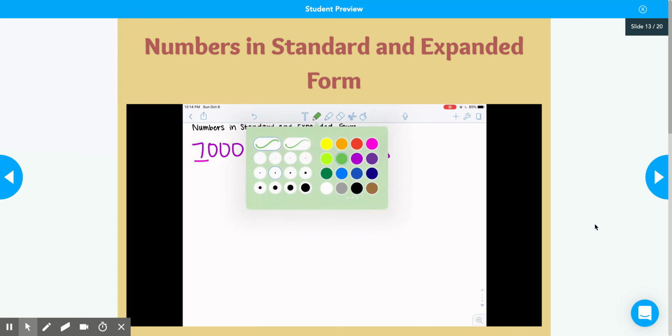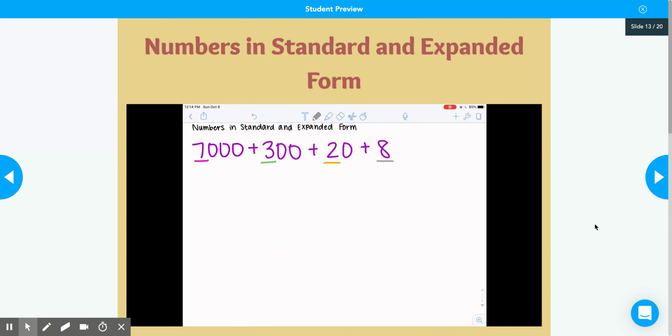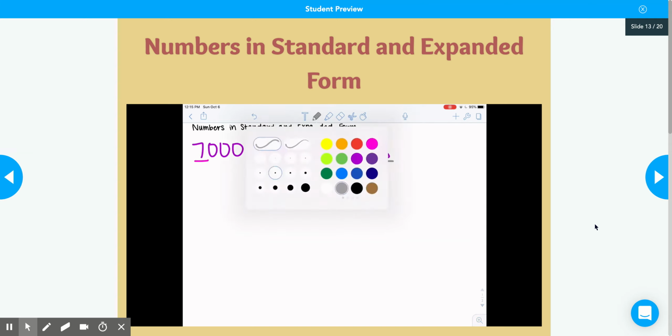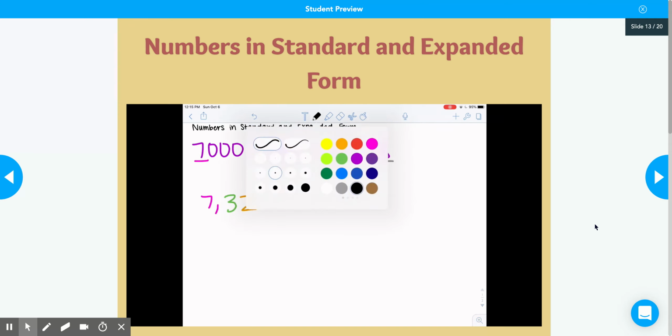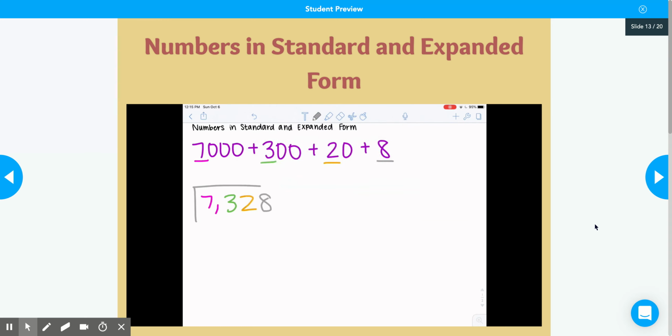To condense this number, all you have to do is take the first number of each expanded number, 7 from 7,000, 3 from 300, 2 from 20, and 8 from 8. And then you put it all together to make one number, 7,328.